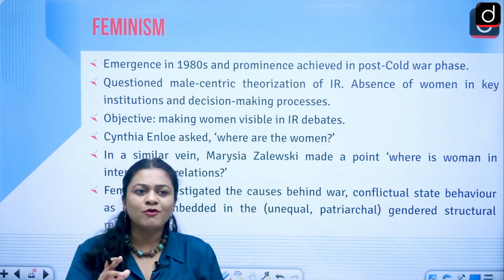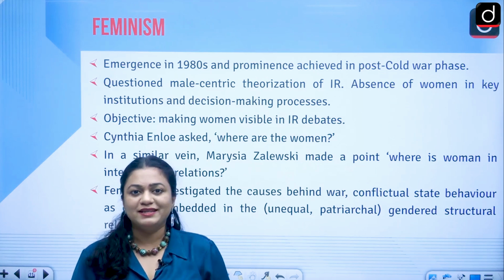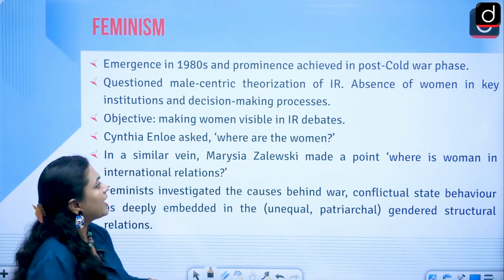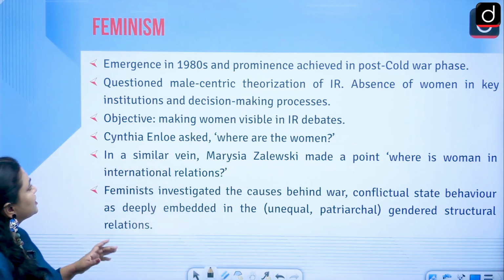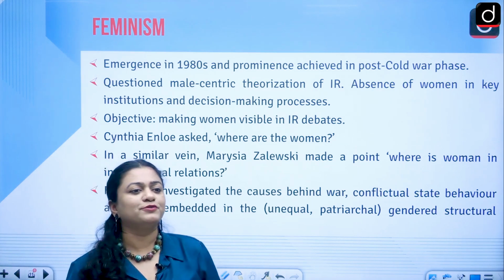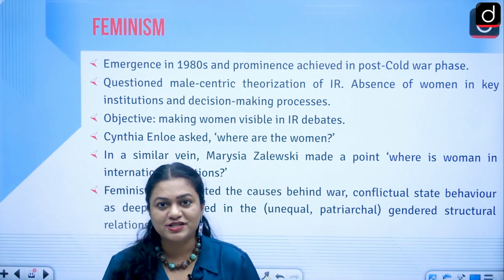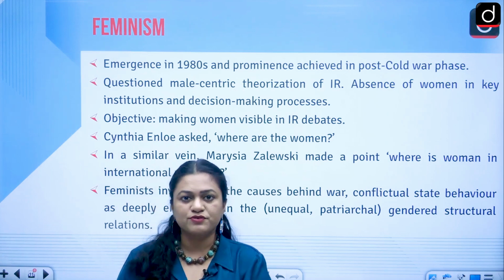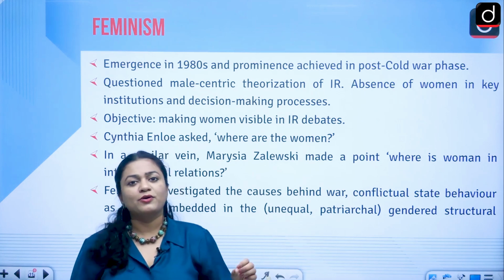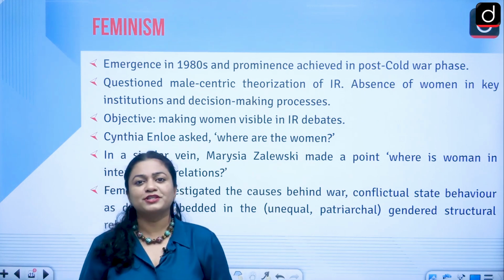Feminine features are more into peace, nurturing, and the emotions, etc. So, there is an absence of women in key institutions and decision-making processes as well. As you know, when you look at the key international institutions, you don't find many women in the top positions. There are few women, okay, but you don't find a good representation of women.